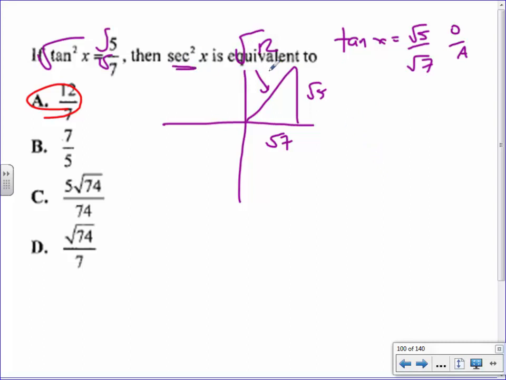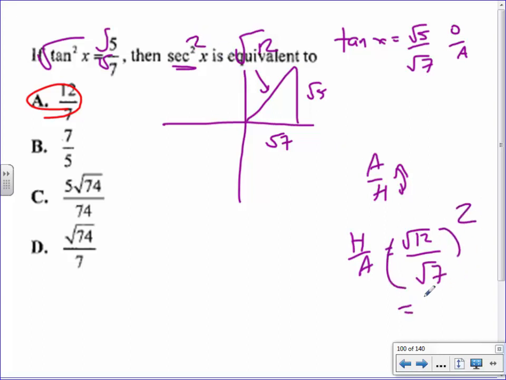Well, then it wants what secant is. Isn't secant supposed to be the function of cosine? So cosine is supposed to be adjacent over hypotenuse. I want that flipped, so I want hypotenuse over adjacent. My hypotenuse was root 12. My adjacent was root 7. But then it wants secant squared. So when you square it, you get 12 over 7.